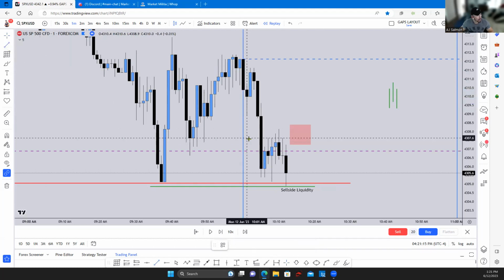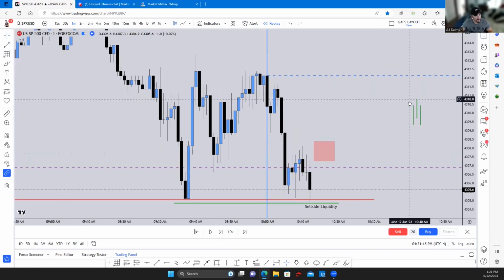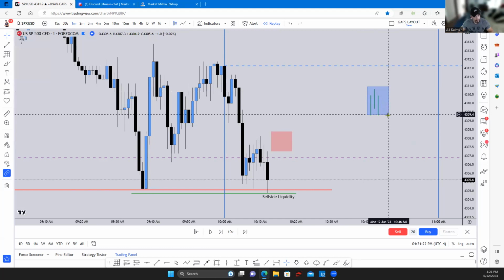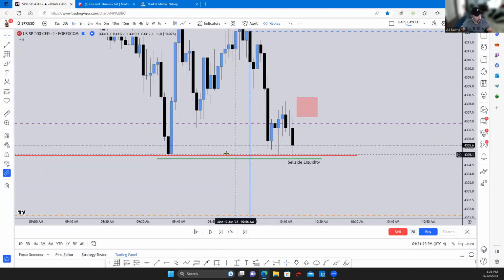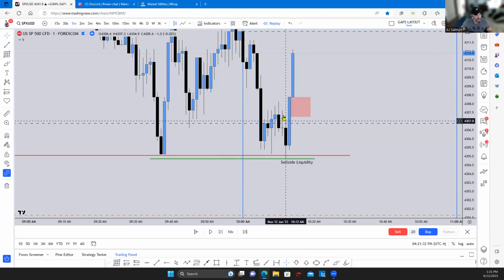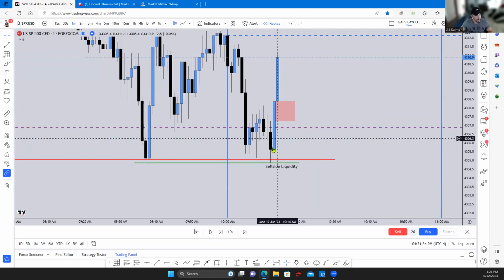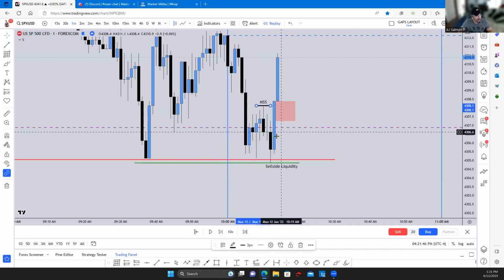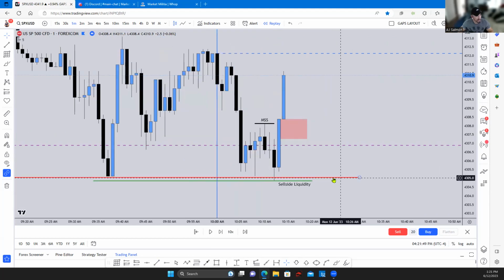So once price aggressively moves to the upside, look at that. This is a form of displacement. So much volume coming into the upside that we break this high and the candle body closes above aggressively here. So this is your market structure shift, a shift in the change of direction here.